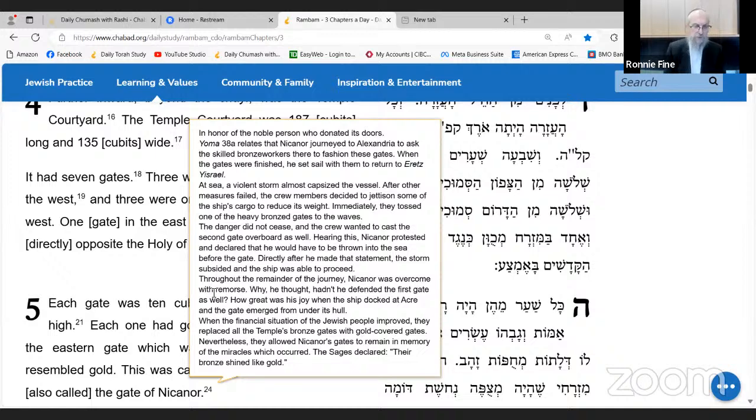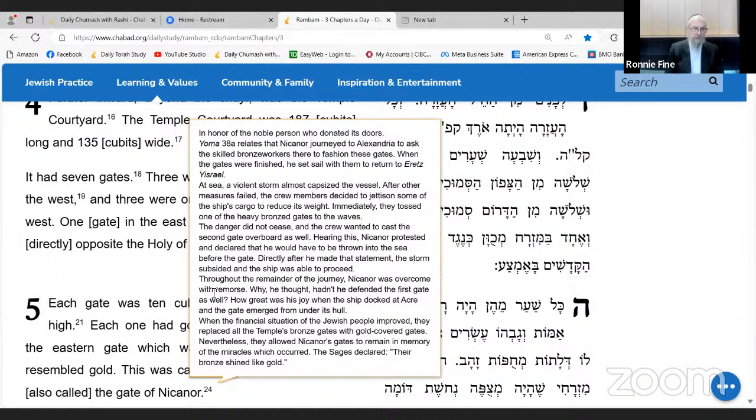Hearing this, Nicanor protested, declaring that he would be thrown into the sea before the gate. Directly after he made that statement, the storm subsided and the ship was able to proceed. Throughout the remainder of the journey, Nicanor was overcome with remorse. Why, he thought, hadn't he defended the first gate as well? How great was the joy when the ship docked at Accra, northern Israel, and the gate emerged from under the hull.